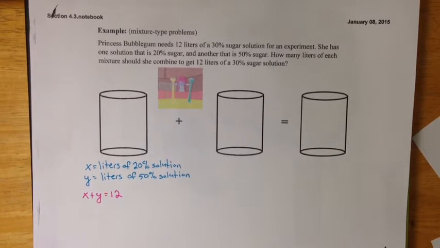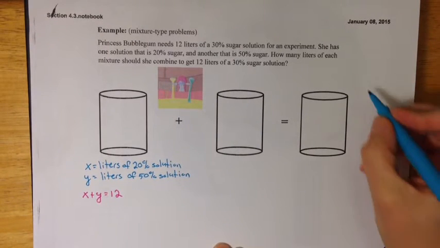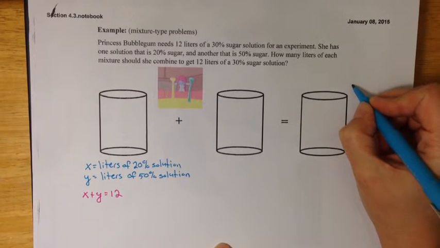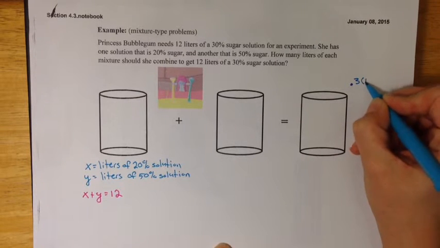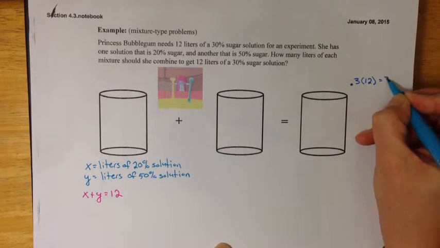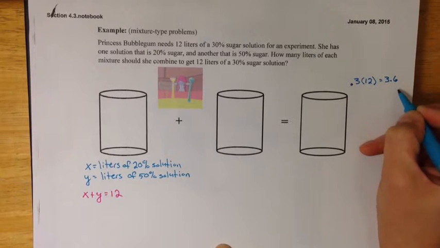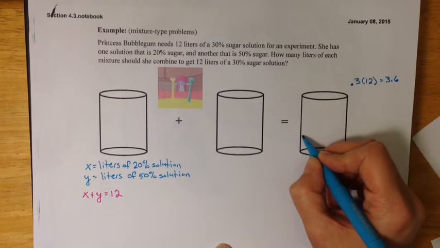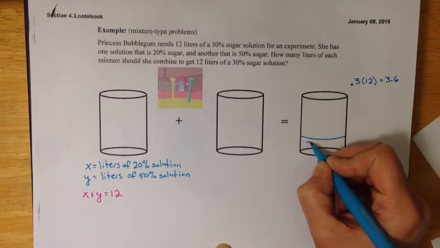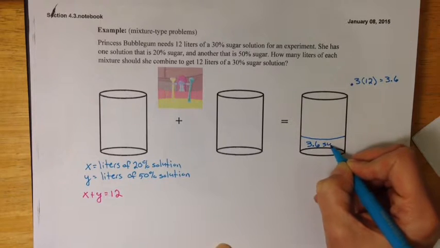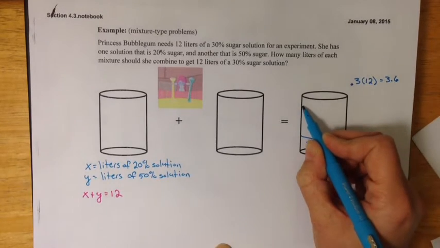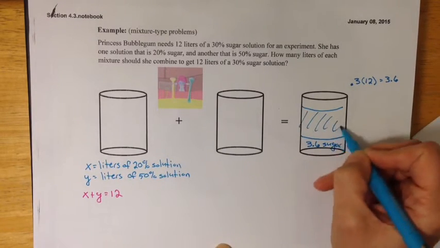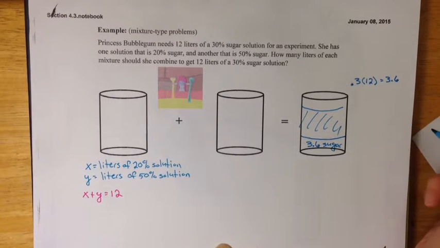Now, how much sugar is actually going to be in that whole 12 liters? If only 30% of it is sugar, that means that 0.3 times 12, which equals 3.6, there will be 3.6 liters of sugar, and the rest of it will be whatever the sugar is dissolved in. So in here we can see that we'll have 3.6 liters of sugar, and then other stuff that adds up to a total of 12 liters.